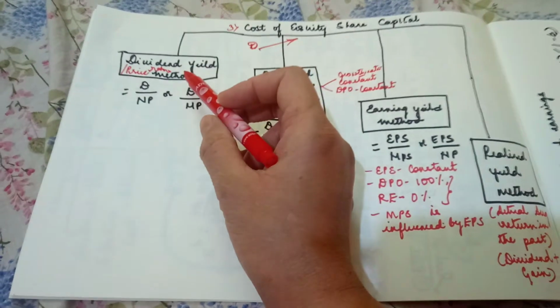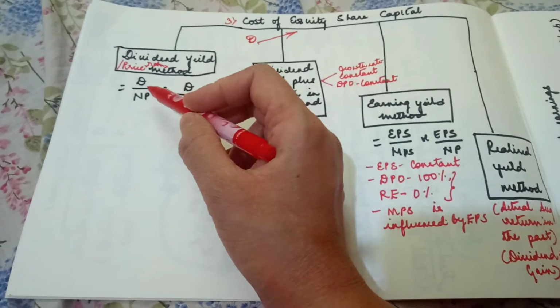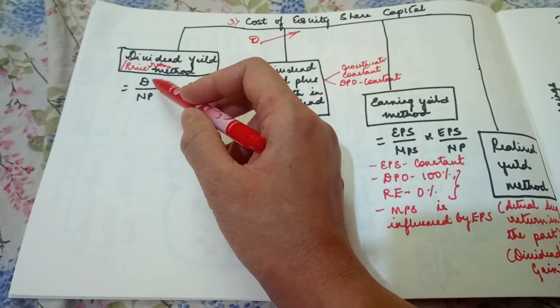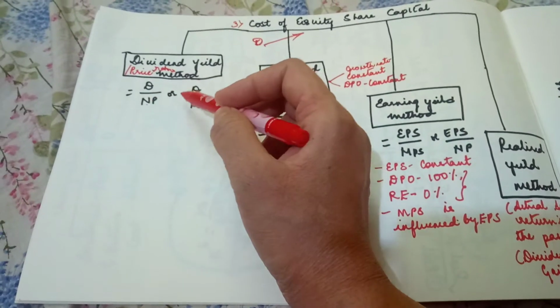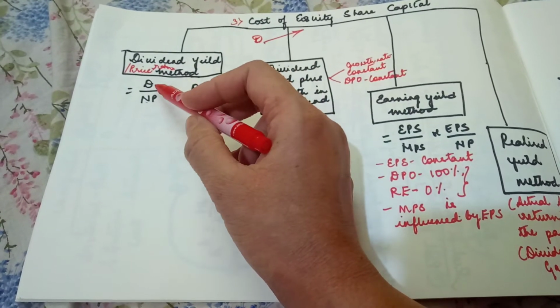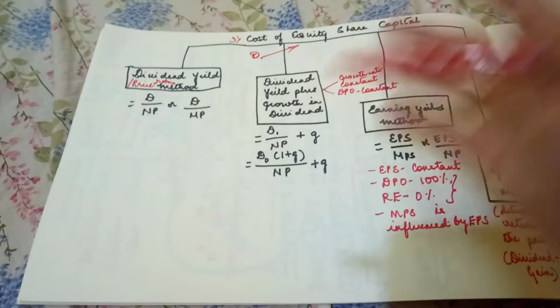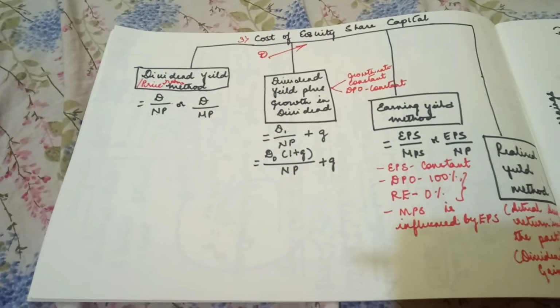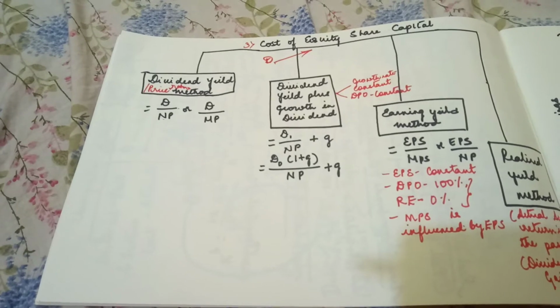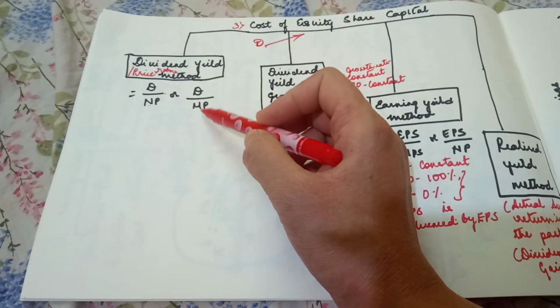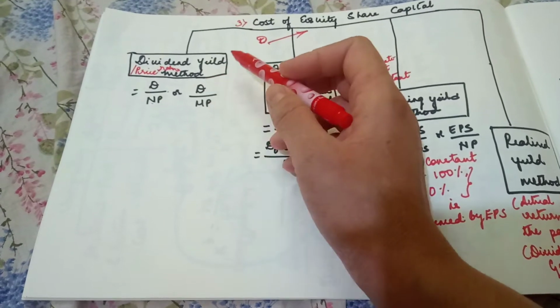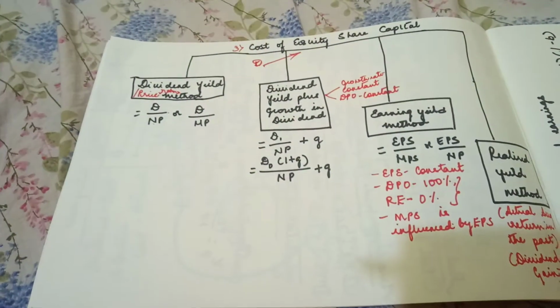In case of dividend yield, whatever return you have given to the company, dividend divided by the net proceeds. As you know, whenever dividends are distributed to the shareholders, investors are very happy and the shares are traded at a higher price in the market. So therefore even market price per share also can be taken to calculate the cost of equity share capital.